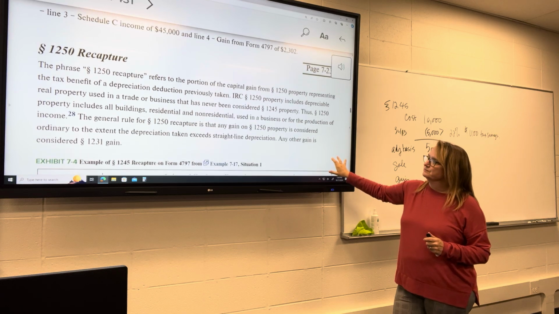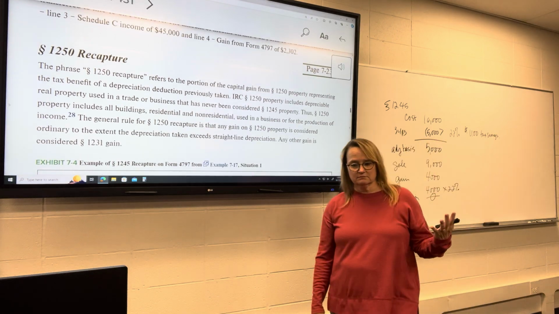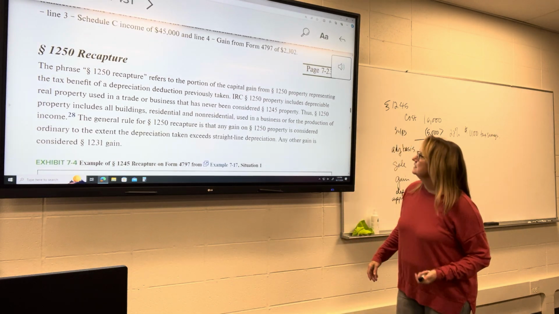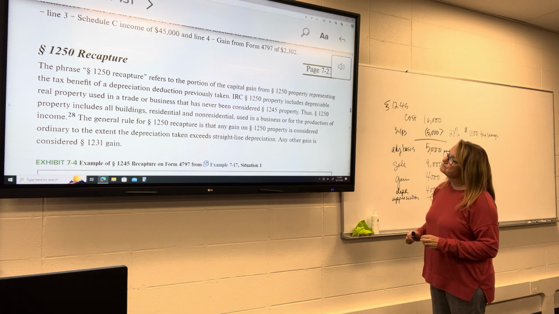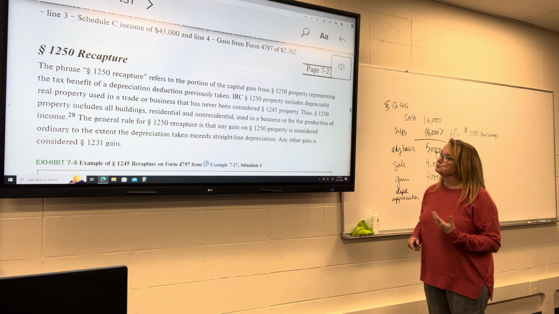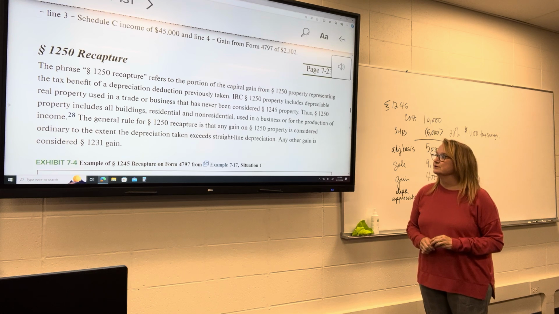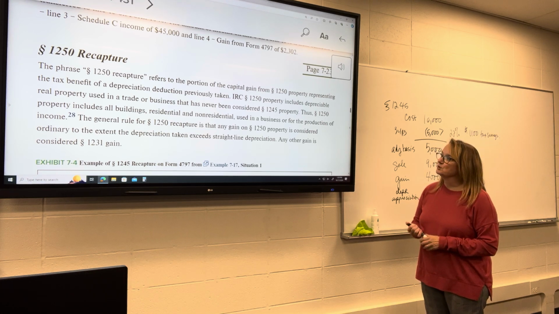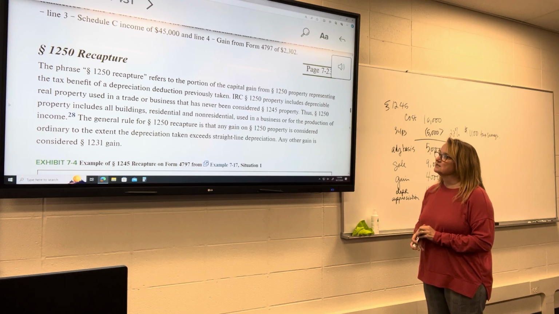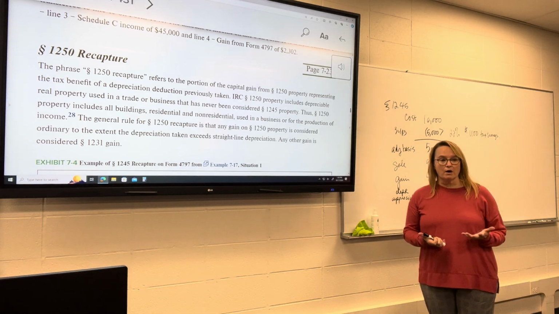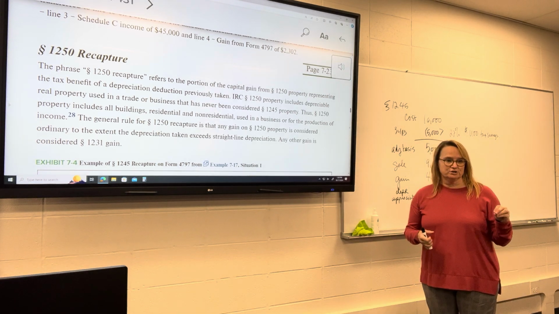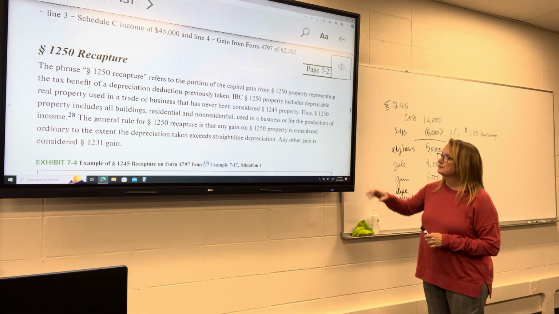1250 recapture. So same thing, just it's at a 25% tax rate. This is depreciable real property used in a trade or business. Okay, so 1250 includes buildings, residential and non-residential, used in a business for the production of income. This one is going to have more appreciation attached to it, right? Which would be capital in nature.